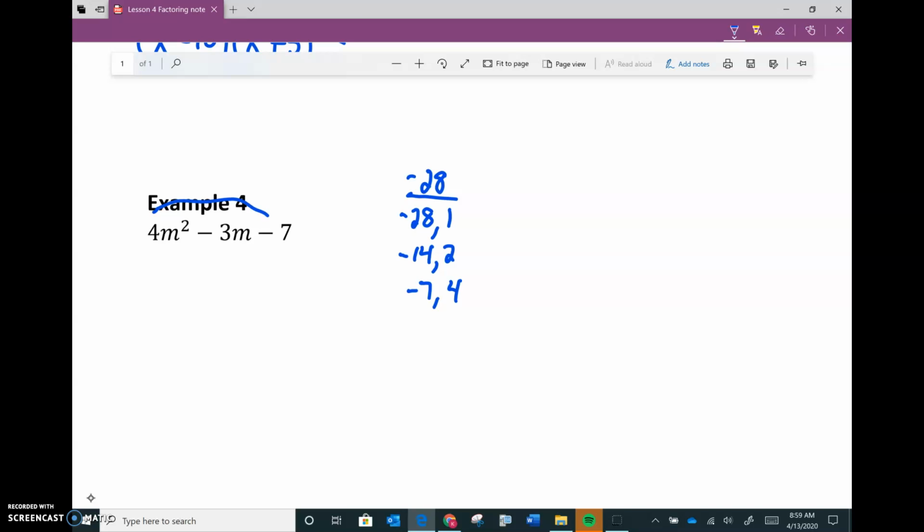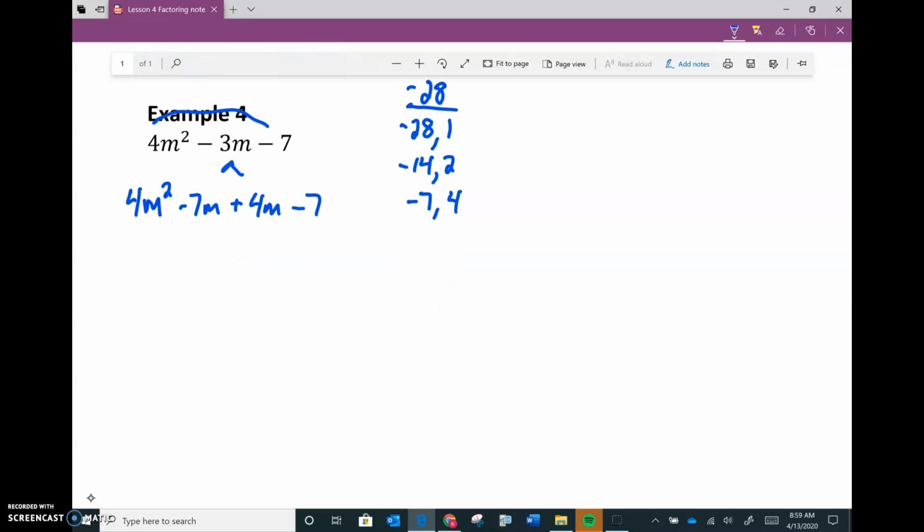So we want to split our middle term using those two. I want negative 7m, positive 4m, and then minus 7. We got our 4 terms. Plug them into the box.